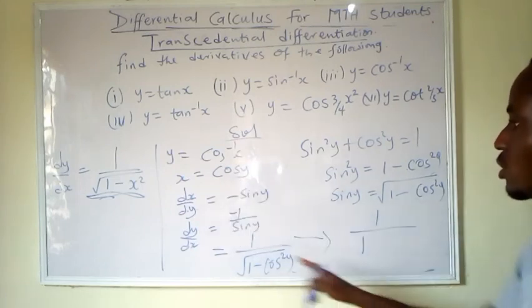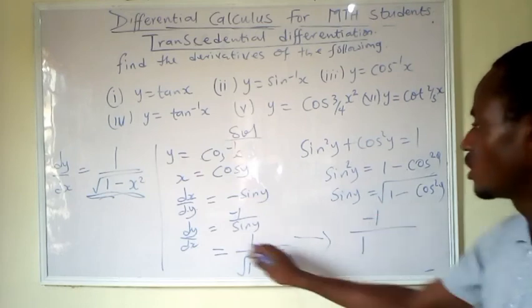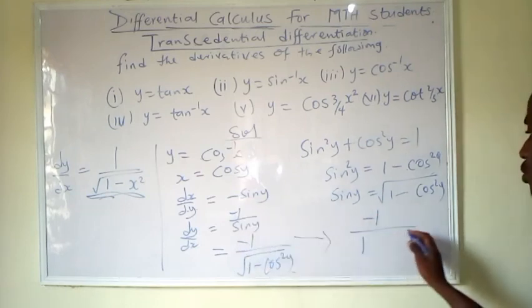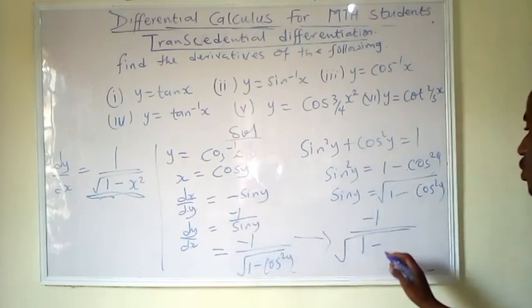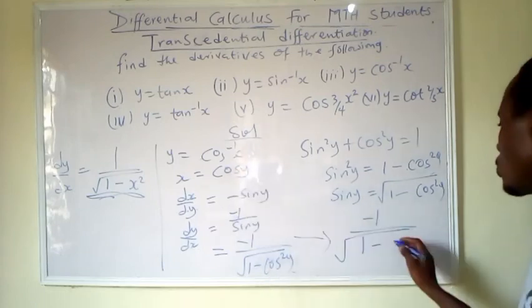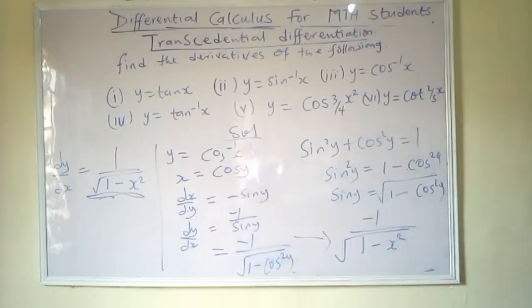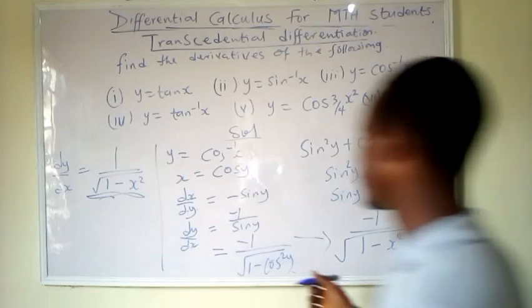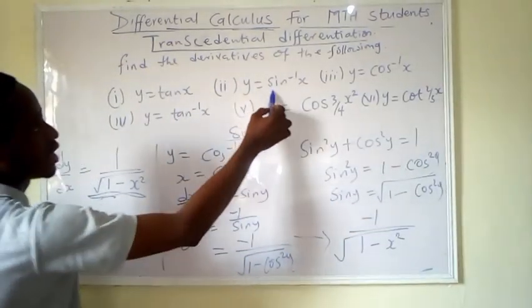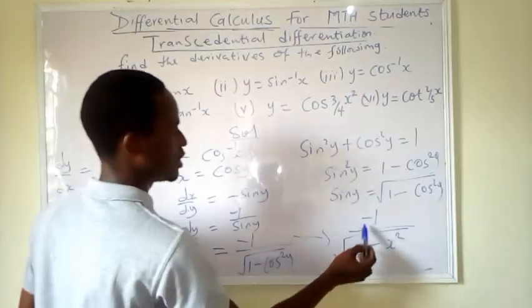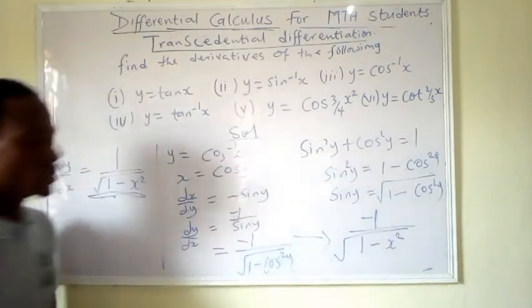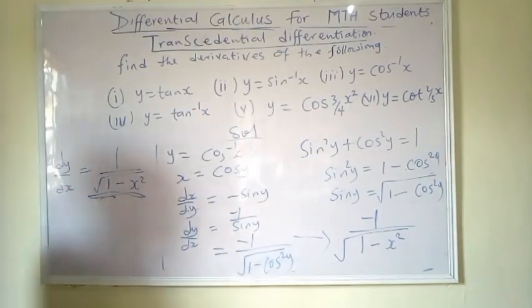1 minus what? Don't forget this, that's minus 1 in negative. So I'm going to have the square root of 1 minus, then cos y is x, so I'm going to have x squared. And that is the difference between the derivative of sine arc x and cos arc x: this negative 1. So that is that.